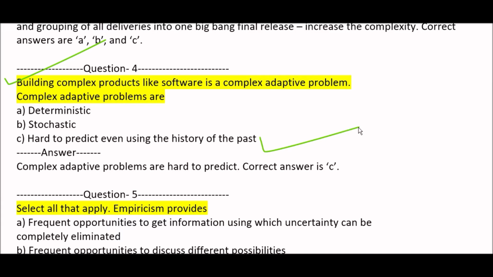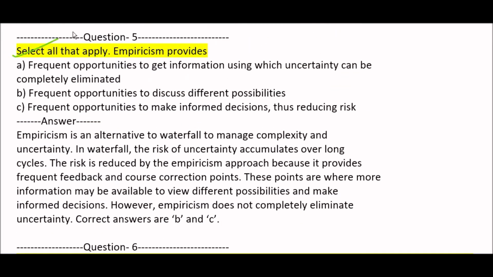Okay. Next question. Select all that apply. Empiricism provides option A, frequent opportunities to get information using which uncertainty can be completely eliminated. Option B, frequent opportunities to discuss different possibilities. Option C, frequent opportunities to make informed decisions, thus reducing risk.